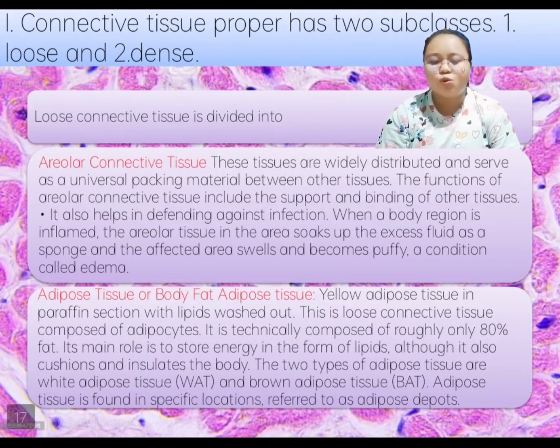Yellow adipose tissue in a paraffin section with lipids washed out. This is loose connective tissue composed of adipocytes. It is composed of roughly 80% fat, and its main role is to store energy in the form of lipids, although it also cushions and insulates the body. The two types of adipose tissue are white adipose tissue and brown adipose tissue. Adipose tissue is found in specific locations referred to as adipose depots.